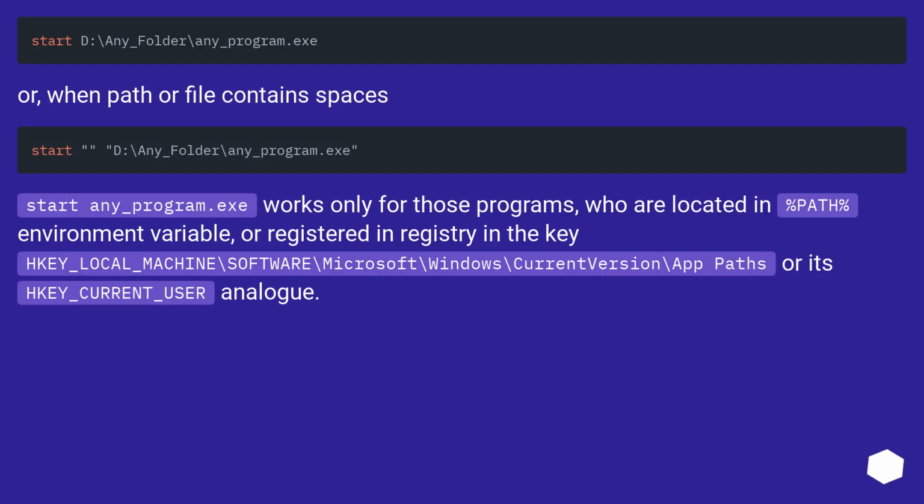Or, when path or file contains spaces. Start any_program.x works only for those programs which are located in the %PATH% environment variable or registered in the registry, in the key HKEY_LOCAL_MACHINE\Software\Microsoft\Windows\CurrentVersion\App Paths, or its HKEY_CURRENT_USER analog.